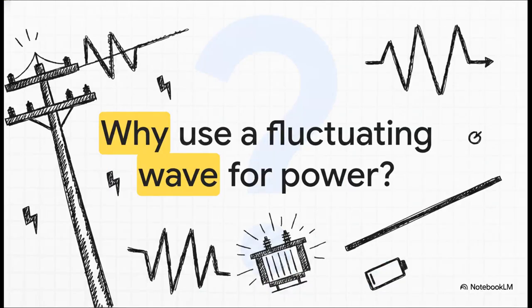Let's kick this off with a bit of a provocative question. Direct current, or DC, is honestly pretty limited when it comes to large-scale power distribution. So why does the entire planet rely on a voltage that is constantly changing polarity? Like, why are we using a fluctuating wave instead of just a nice, steady, straight line of power?